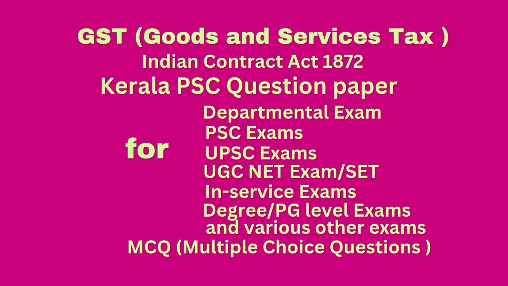Question number 55. Reasonable time for performance of a contract is a dash. Option A, question of law. Option B, question of fact. Option C, mixed question of fact and law. Option D, question of prudence. Correct answer, option B, question of fact.